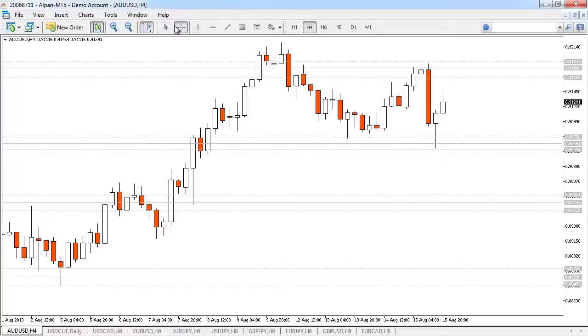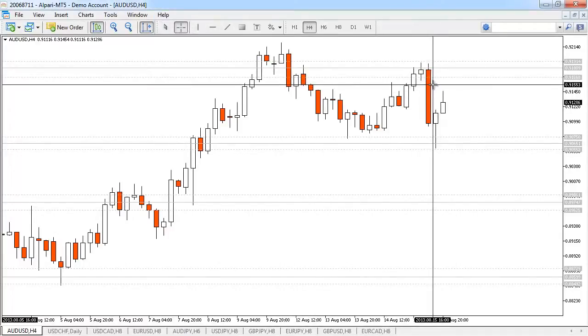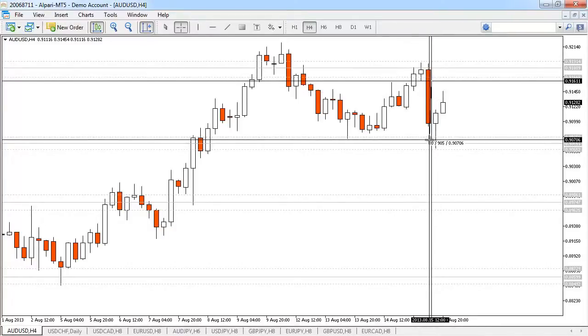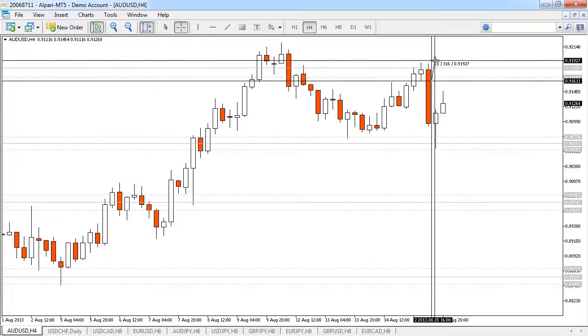It was helped along by news, but before the news, the price action was there, and the price action told us to go short here. So this trade was worth roughly 90 pips. Stop loss on this trade was about 30 pips.